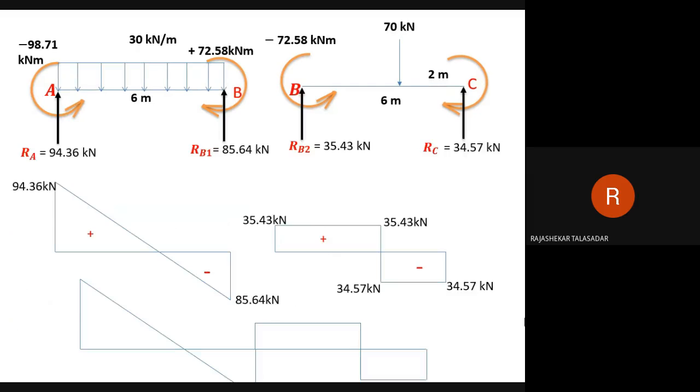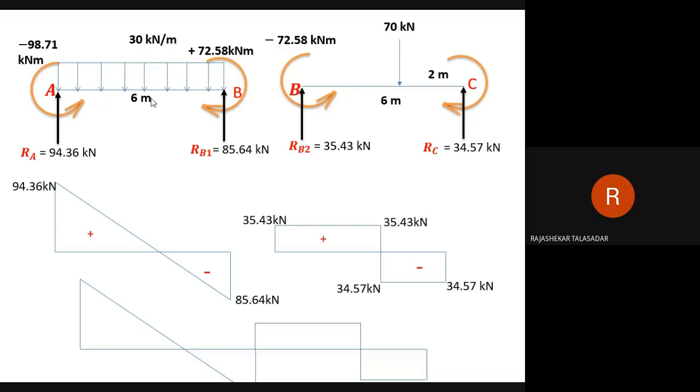So once you get the final moments and reactions, it will be like this. This is up, so 94.36 will be up. Just to the left of B, 94.36 is plus, minus 30 into 6. How much does it come to? Go on calculating.